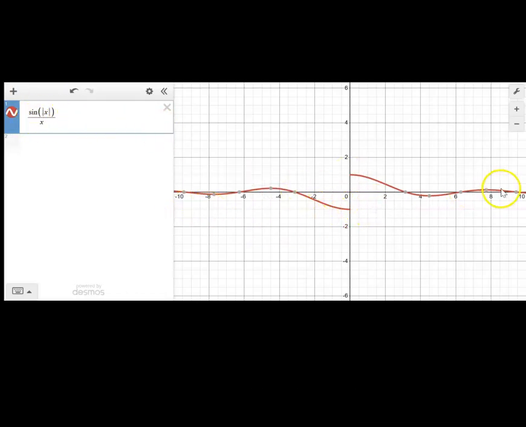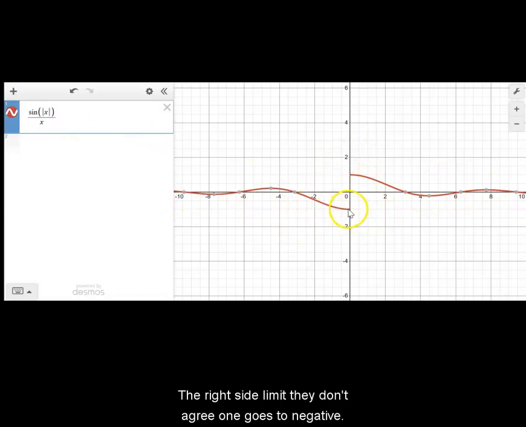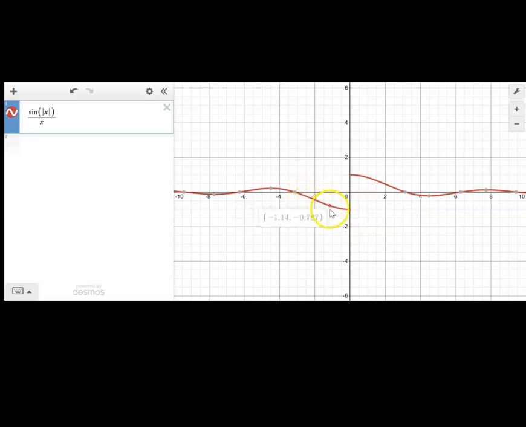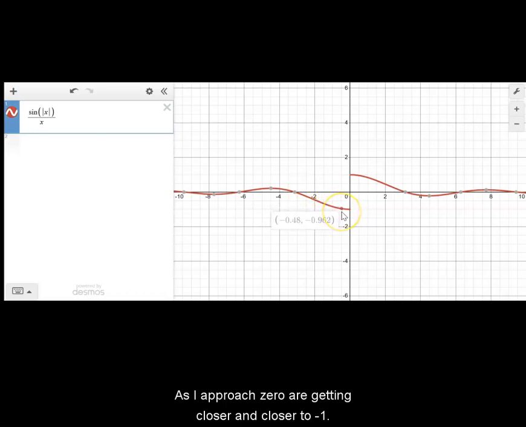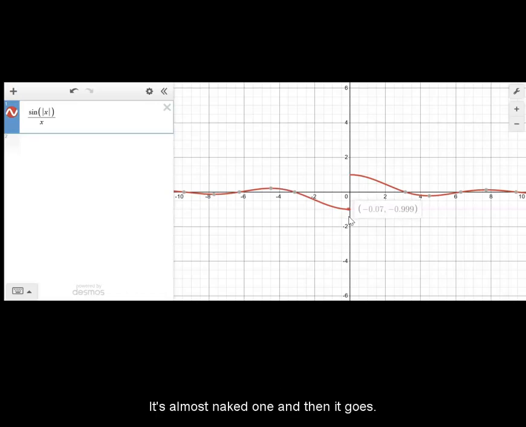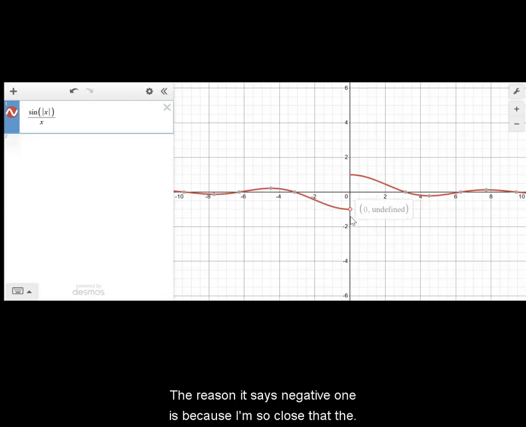I couldn't just say, this is my value, because it doesn't work that way. The left side limit and the right side limit don't agree. If you can see what my outputs are doing as I approach 0 from the left, they are getting closer and closer to -1, very, very close, and then it goes undefined. Well, actually here it's saying it's defined, and the reason it says -1 is because I'm so close that the system can't differentiate, and it's just rounding for us.